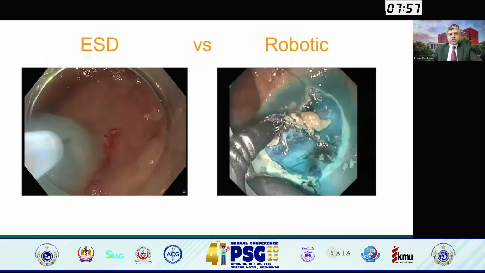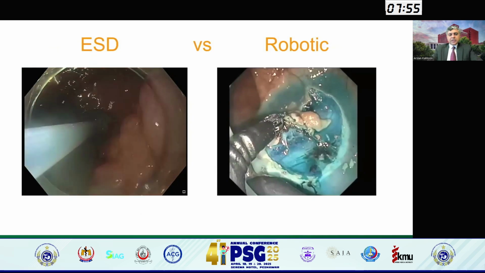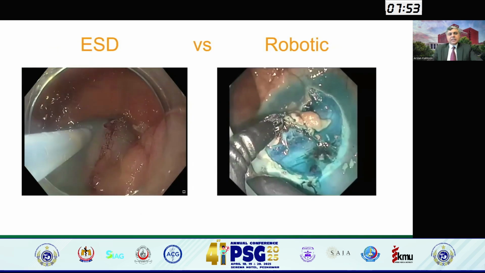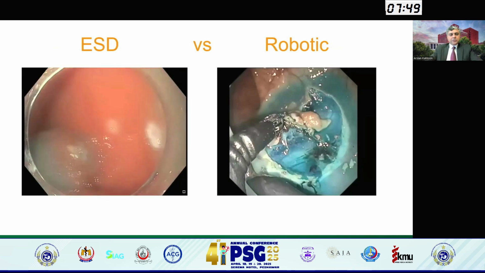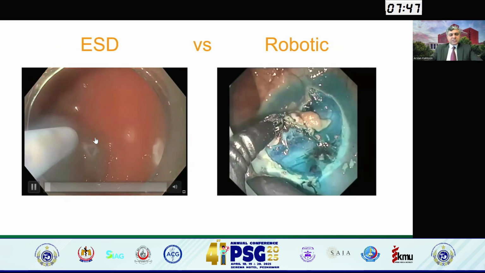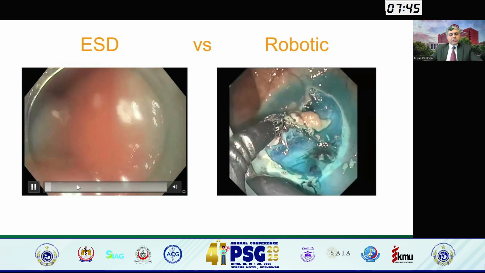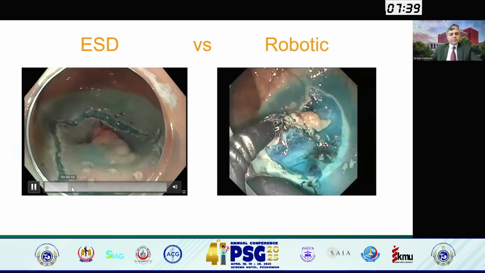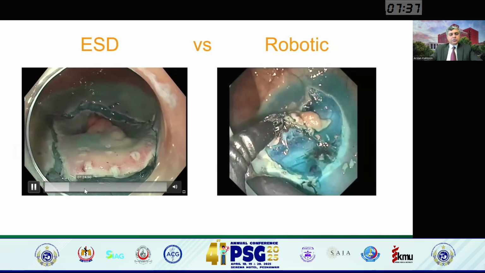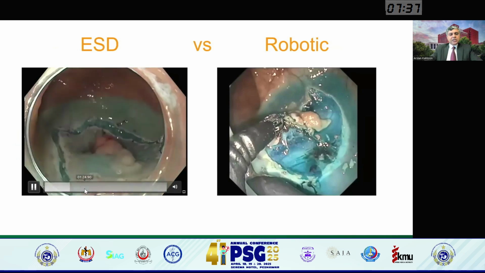So this is sort of a side-to-side visualization of how an ESD would look in real life and how a robotic procedure would look. So if you look here, the endoscopist is having to inject, trying to create more submucosal space to avoid perforation and be able to have a better visualization. If you look at it, they'll have to create a tunneling technique.